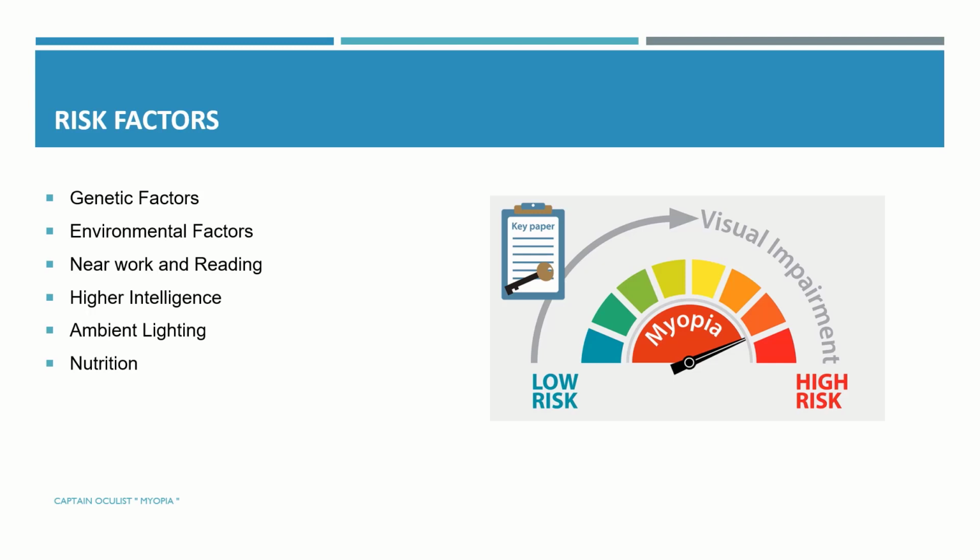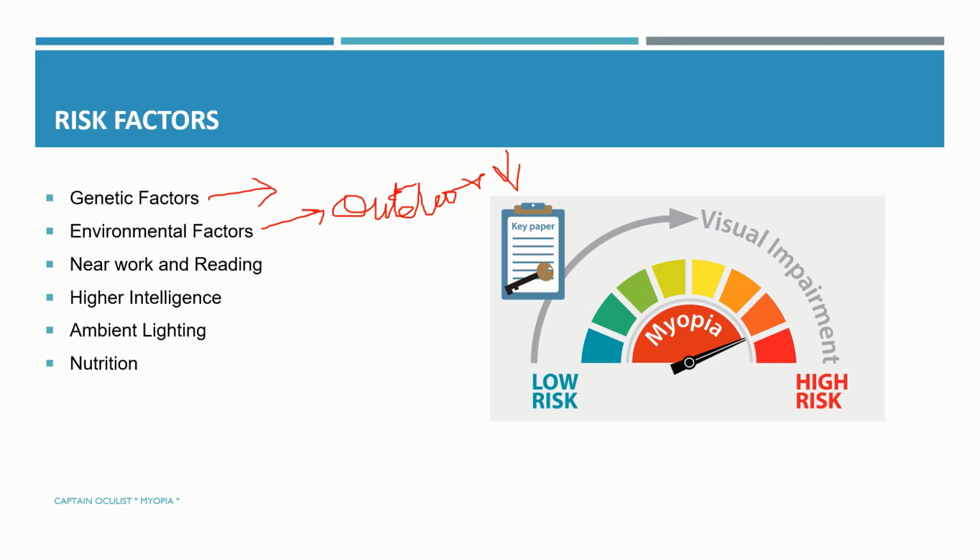So risk factors include genetic factors. If the patient's parents are myopic, it adds to the chance of getting myopia in their kids. Also environmental factors affect a person's vision. Suppose the person is really studious and likes to spend his time inside, or loves indoor games more than outdoor. He does not spend too much time outside. That can make him myopic.